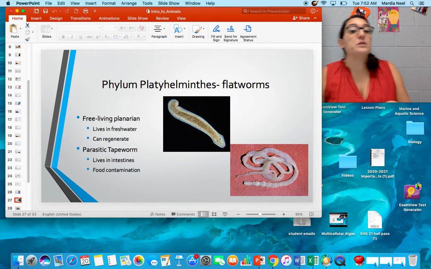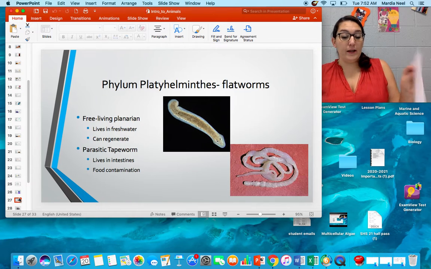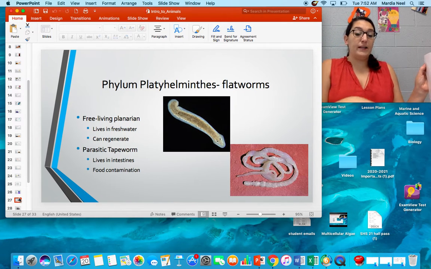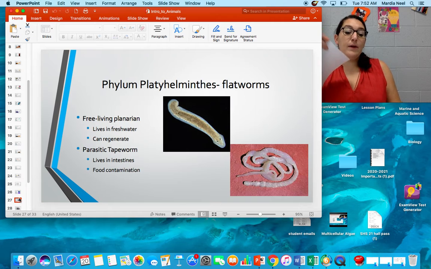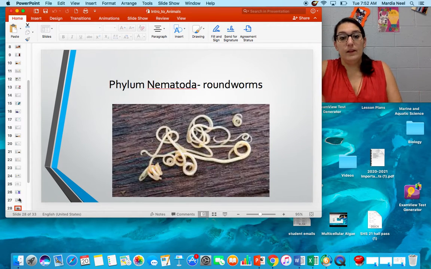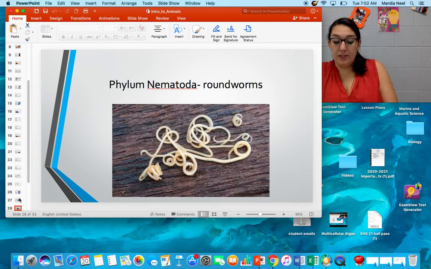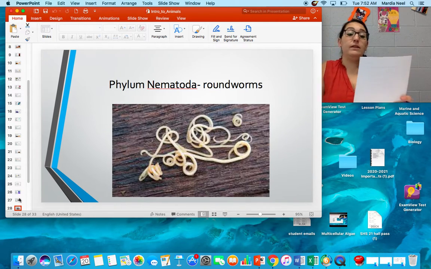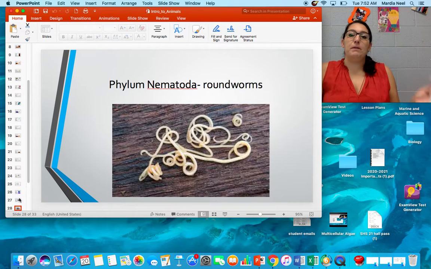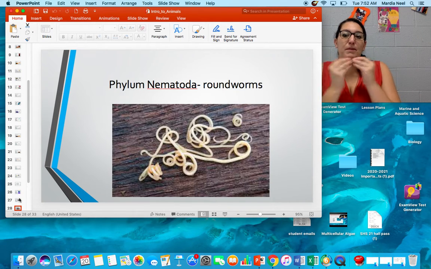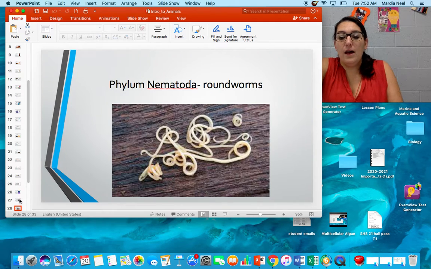It's free living. It can swim on its own. It lives in fresh water. And what makes the planarian cool is this guy can regenerate his body parts. You also have a tapeworm, which is a parasite. From there, we go to phylum Nematoda, which are roundworms. Think pinworms. Little kids get them a lot of times playing outside in dirt, putting their hands in dirt and then putting them in their mouths. They get the pinworm eggs and then they get pinworms.